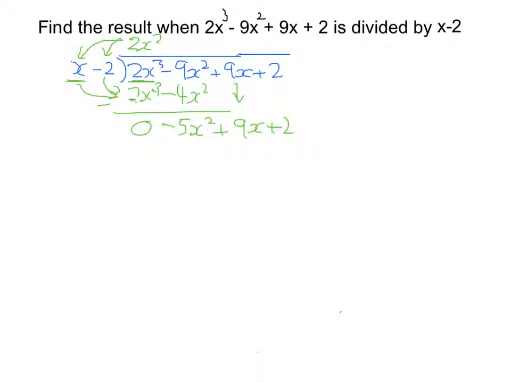And I'll change colours so that we can see the different steps that are happening. So now we take this negative 5x squared here and we divide that by the x, which is out the front. So negative 5x squared divided by x is negative 5x. Answer up the top. Then again we multiply that by what's out the front, so negative 5x times by the x at the front is negative 5x squared. And then we go negative 5x times by negative 2 will be positive 10x.